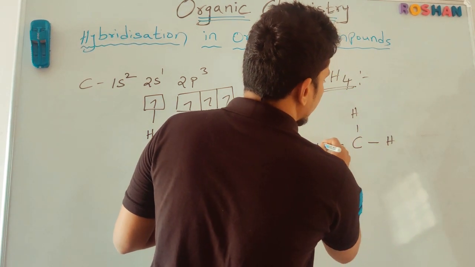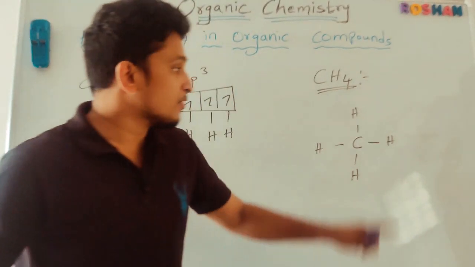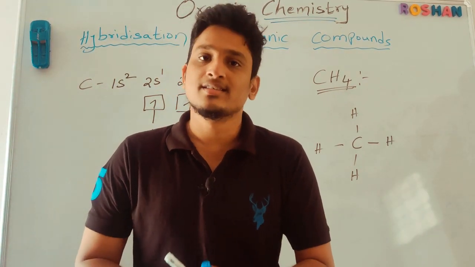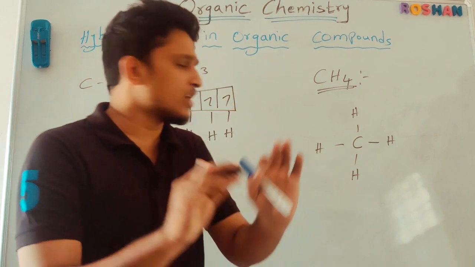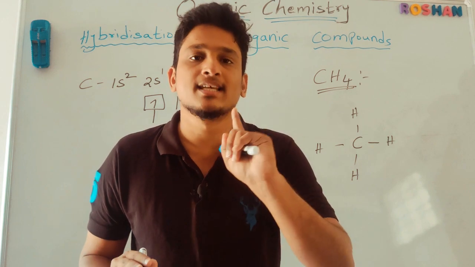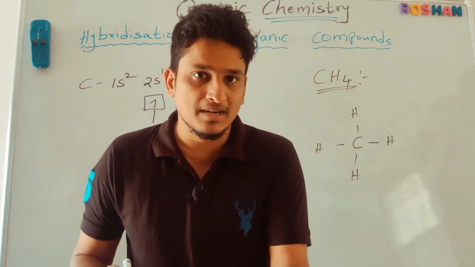Yes or no, students? All the bonds in methane are sigma bonds. Sir, how to identify a sigma bond or a pi bond? Remember that this comes under valence bond theory, but as a shortcut I'll explain. In between any 2 atoms, the first bond is sigma. If it's a multiple bond, definitely the additional bond is a pi bond.